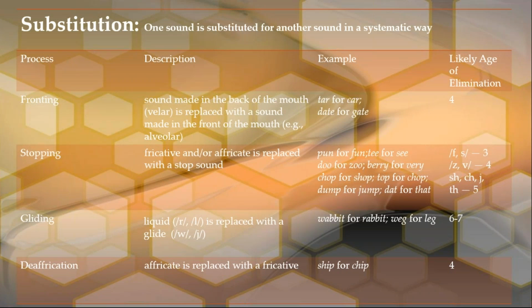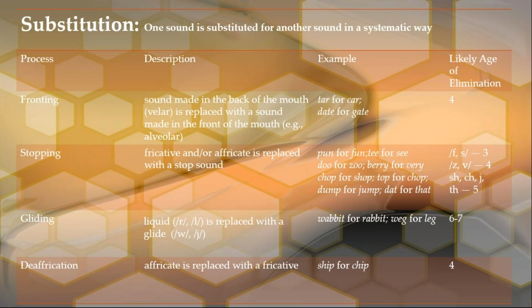Stopping. Okay, so here's some jargon. This is when a fricative or an affricate is replaced with a stop sound. So just some examples of that. Instead of saying fun, they're saying pun. Instead of saying see, they're saying tea. Instead of zoo, they're saying do. Instead of very, they're saying berry.